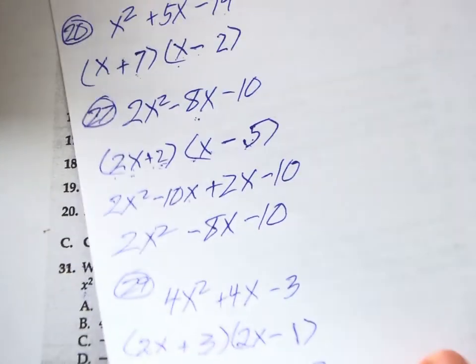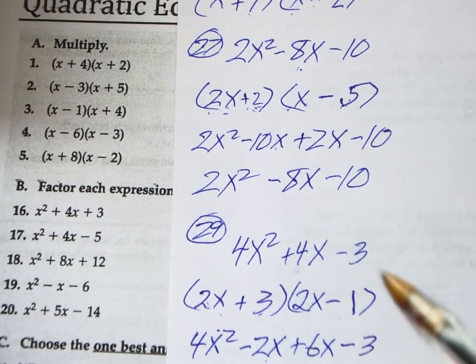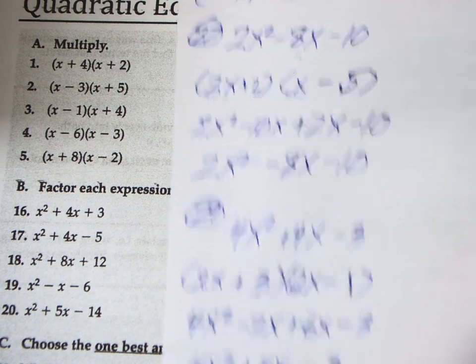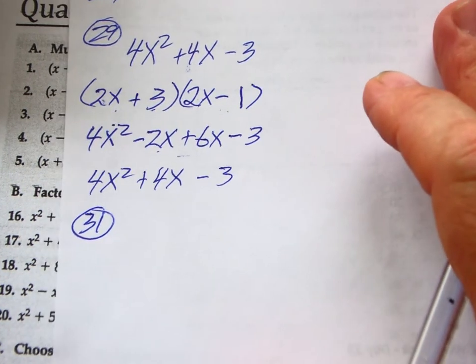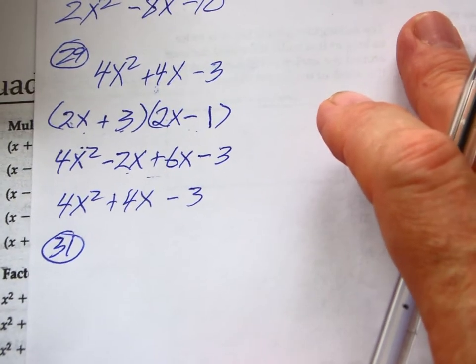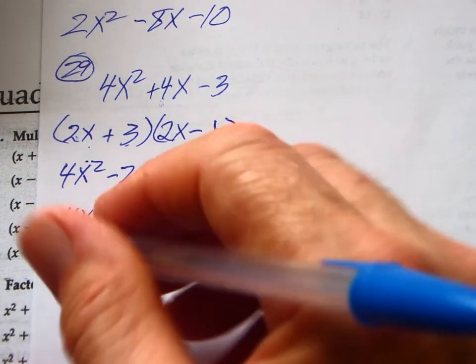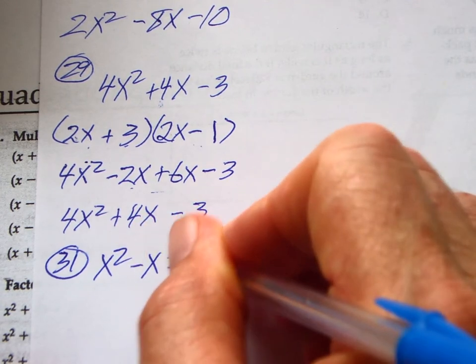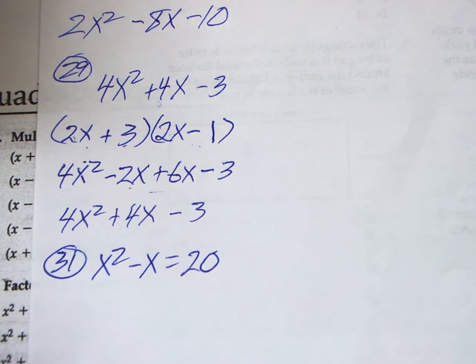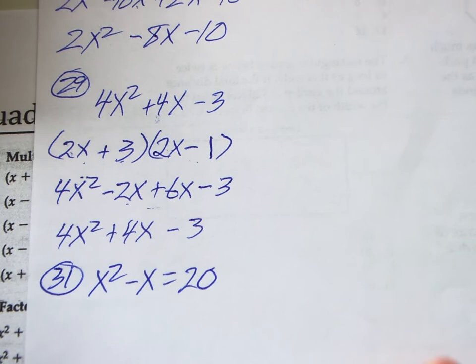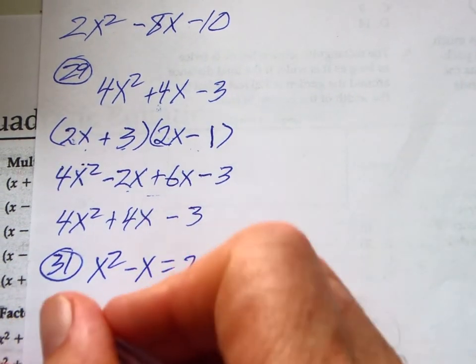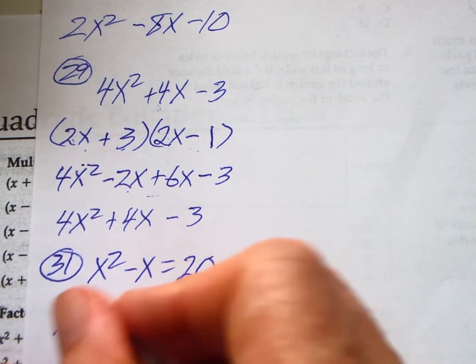Now how would I solve it? Well, let me look at it. This is number 31. Okay, it says x squared minus x equals 20. Now we haven't done these kind of equations. To solve them, how do you solve them? So I'm going to show you. You change it to a quadratic, all on one side equal to 0.